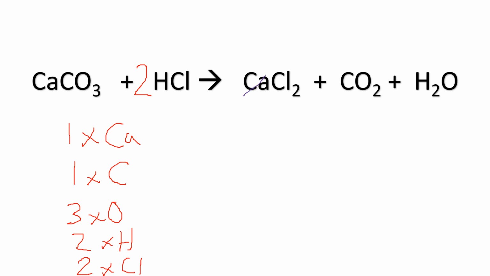So 1 calcium, that's here. 1 carbon, that's here. 3 oxygens, that's here, here, and here. 2 hydrogens, that's here. And 2 chlorines, that's here. So that equation is now balanced as it is. We don't need to do any more to get that to balance, just by putting a 2 in front of the HCl.